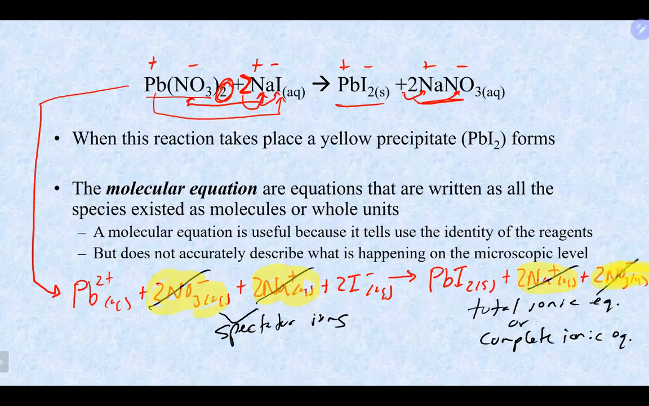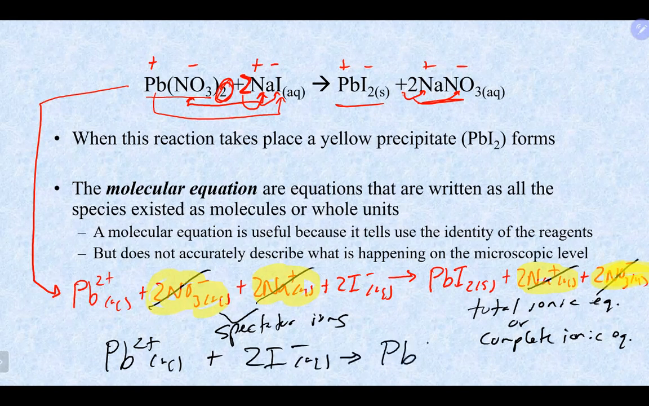And that third type of equation, which is really important, leaves us with what is left over, which in this case would be our lead with a +2 charge. It's going to find 2 of the iodide ions that are floating around, and those are going to come together to make this solid. This equation basically tells you exactly what is happening when you mix those 2 things together. It is the lead 2 ion from the lead 2 nitrate.